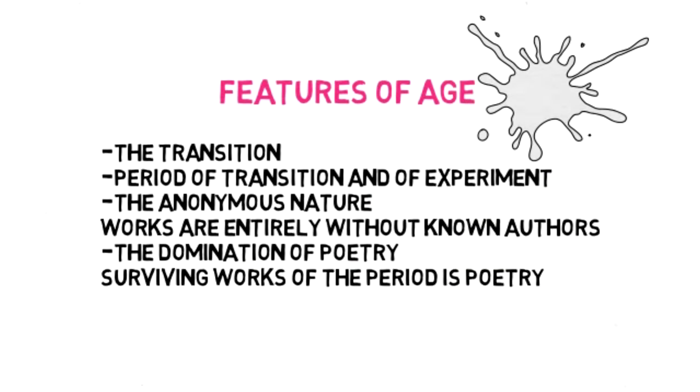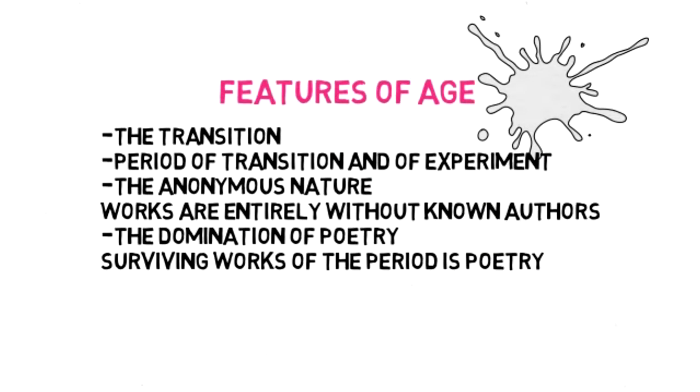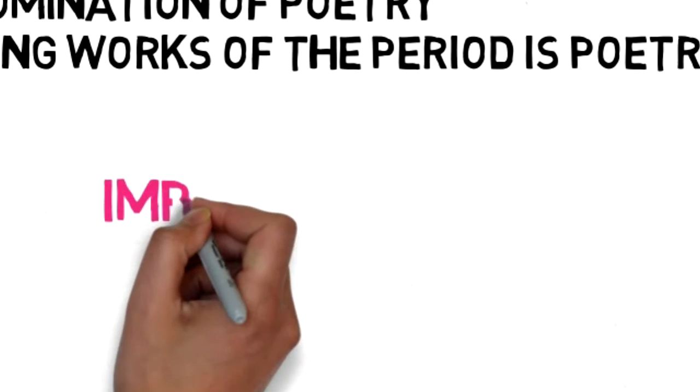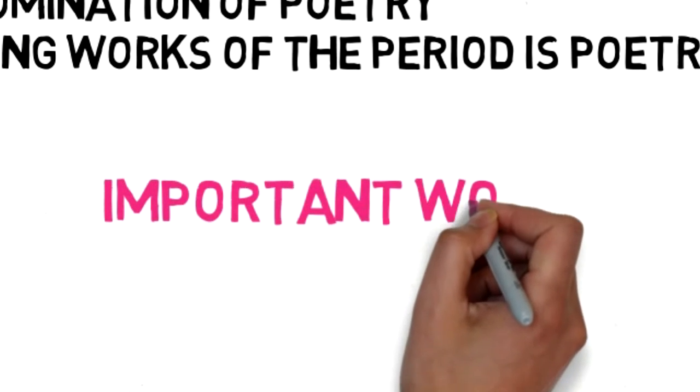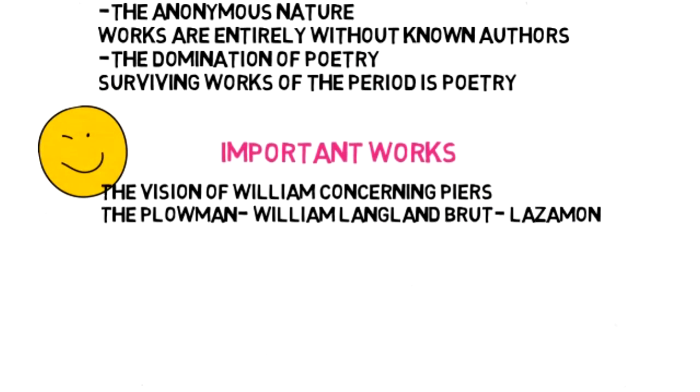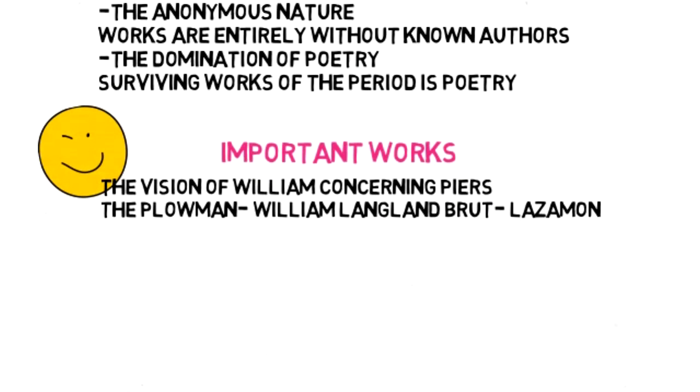Features. The first, the period of transition. The second, the period of transition and of experiment. The third, the anonymous nature without known authors. The fourth, the domination of poetry. Important works: The Vision of William Concerning Piers the Plowman by William Langland, and Brut by Layamon.